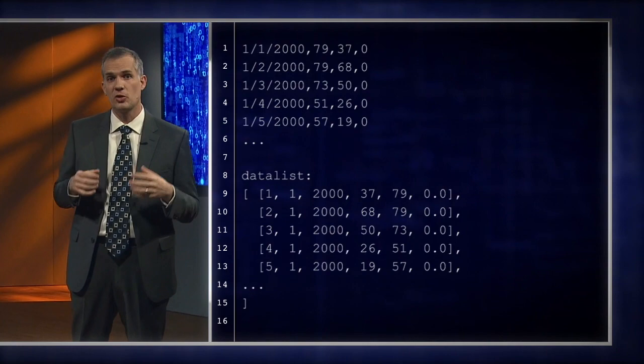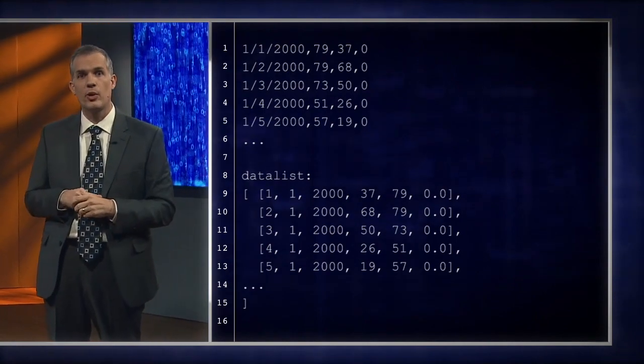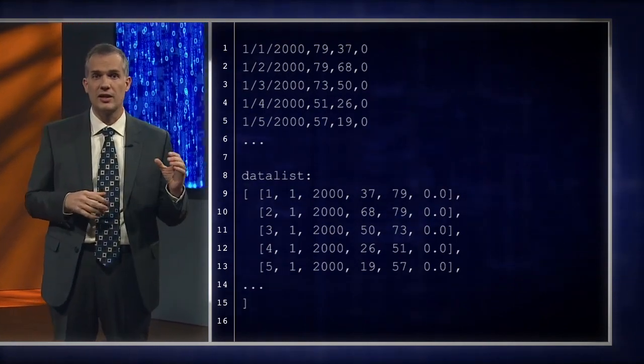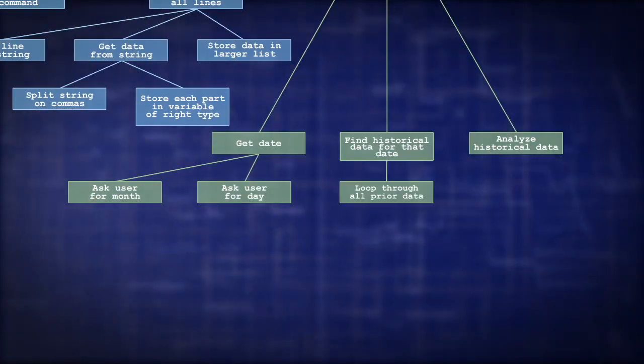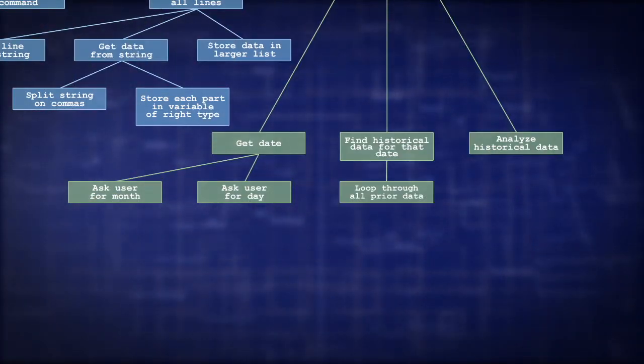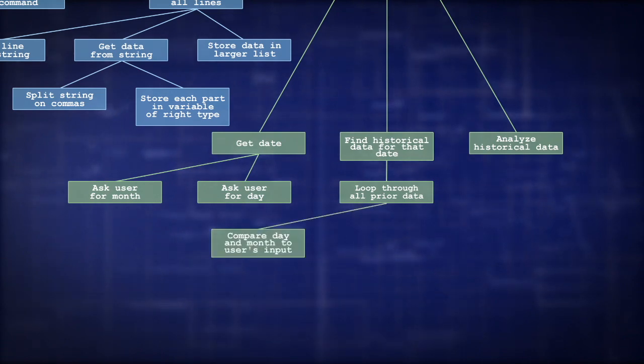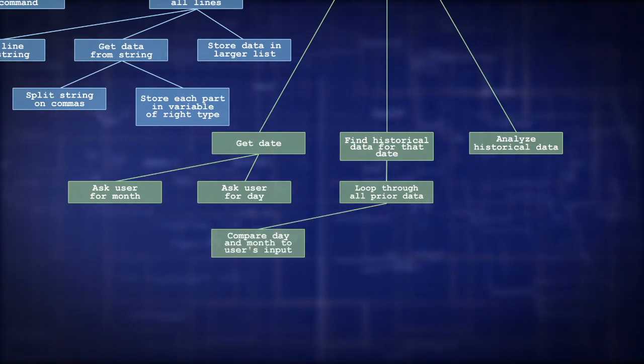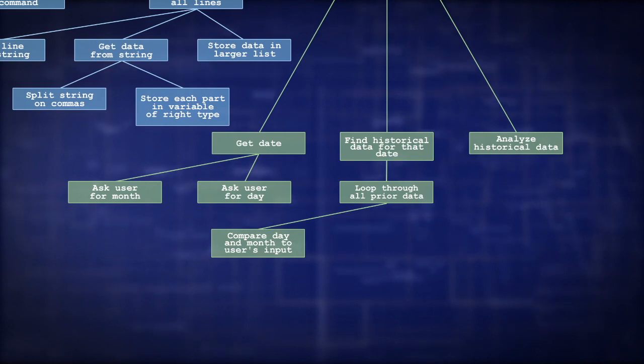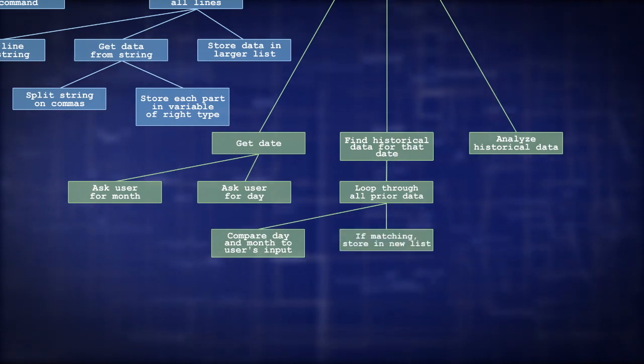Now, we have a particular month and day we care about, and we want to find all the historic data for that date. What we want to do is go through the data list, and for each of the lists in there, check whether the day and month match the ones that we care about. If so, we'll store that information in a different list.